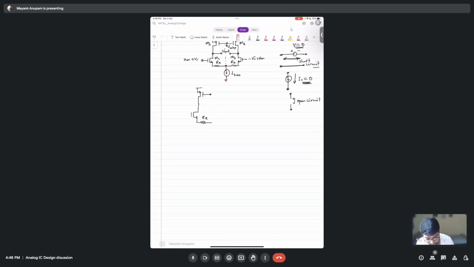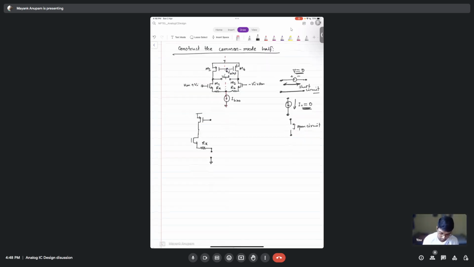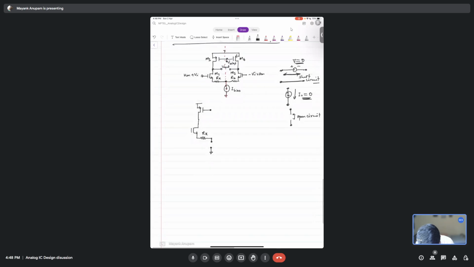Yeah, the I bias is open circuited, sir. So this I bias here is open circuited. There is nothing here, right? And there is no current flowing in that direction. There is no current flow in RX also, I think. Correct. So basically, because there is no path here, no current can flow through here.